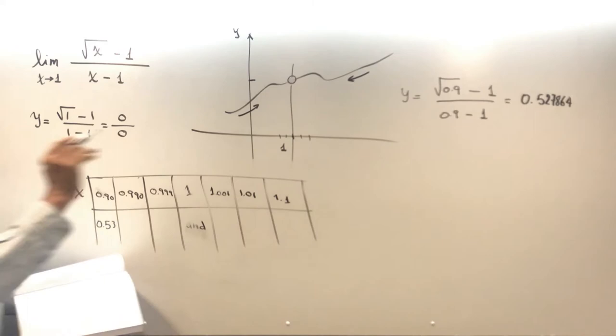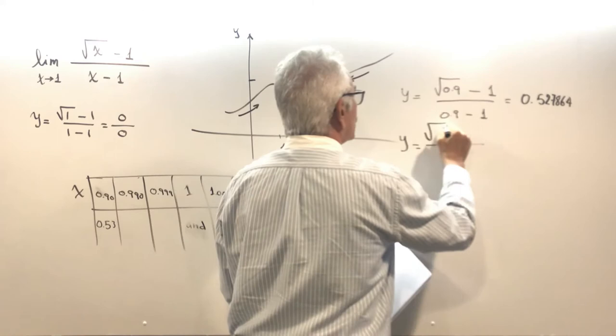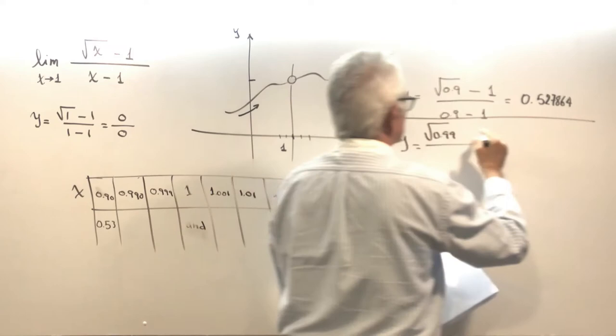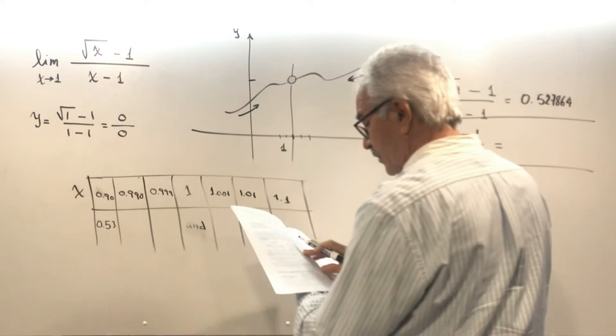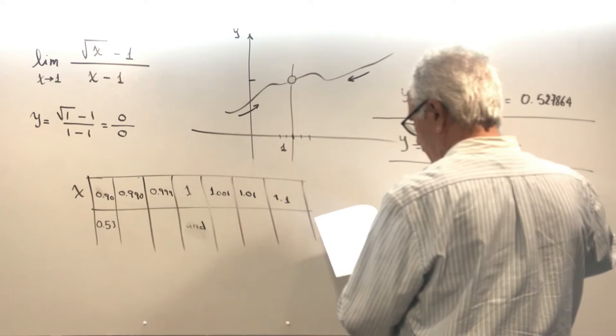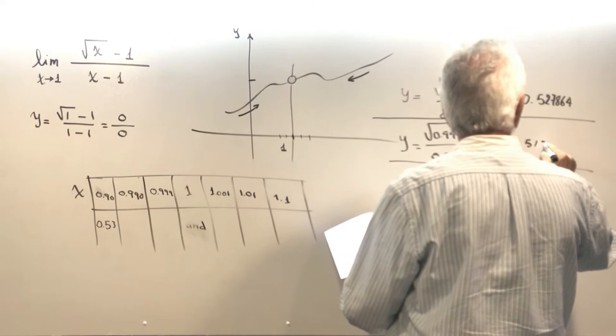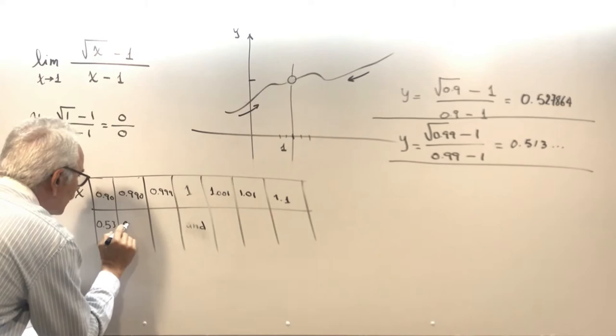Now, what happened when y equals the square root of 0.99 minus 1, divided by 0.99 minus 1? The solution will be 0.51, 3, etc. So 0.51.